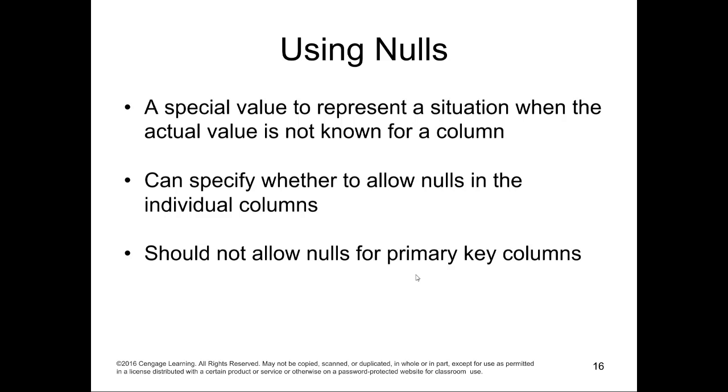You can specify whether to allow nulls in individual columns. So when you're creating your tables, you can say, hey, this column doesn't allow for nulls. Primary key is a good example where you wouldn't normally allow nulls. Now, the upside of primary keys, by the way, is that it automatically specifies that nulls are not allowed, so you don't actually have to say that for primary keys. But any other column that you want to make sure doesn't allow for nulls, you'll have to specify. Should not allow nulls for primary key columns. That's what we just talked about.